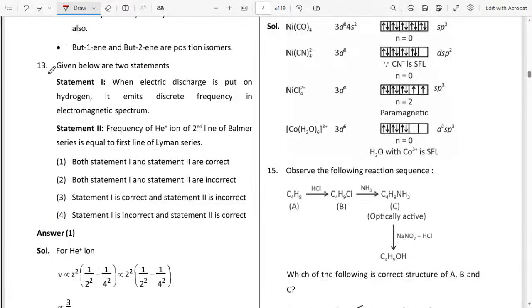Question number 13. Given below are 2 statements. Statement 1: When electric discharge is put on hydrogen, it emits discrete frequencies in the electromagnetic spectrum. Statement 2: The frequency of the second line of the Balmer series of the He+ ion is equal to that of the first line of the Lyman series. So what about this? Yes, both statements are correct, students. That is, both statement 1 and 2 are correct.